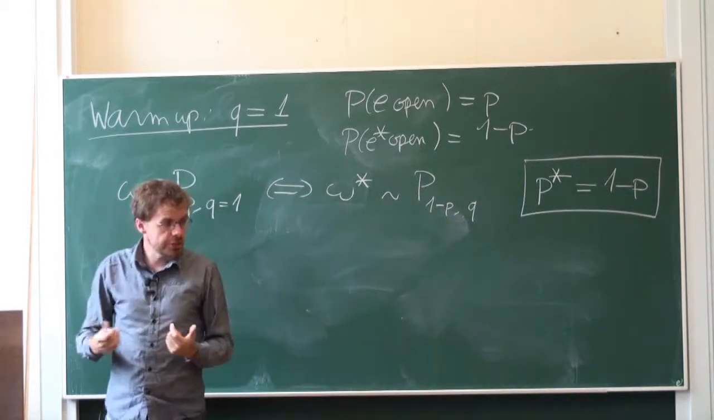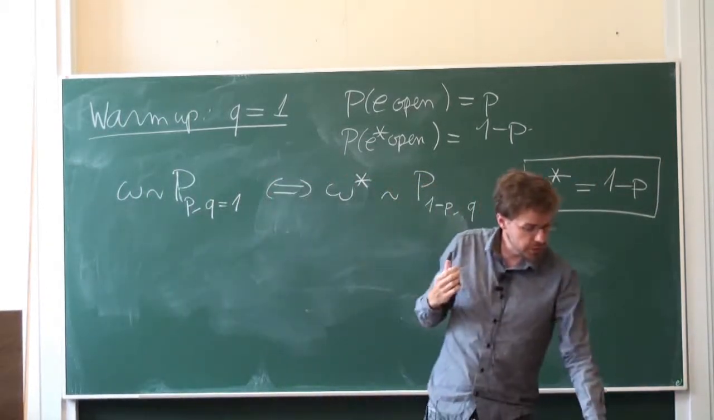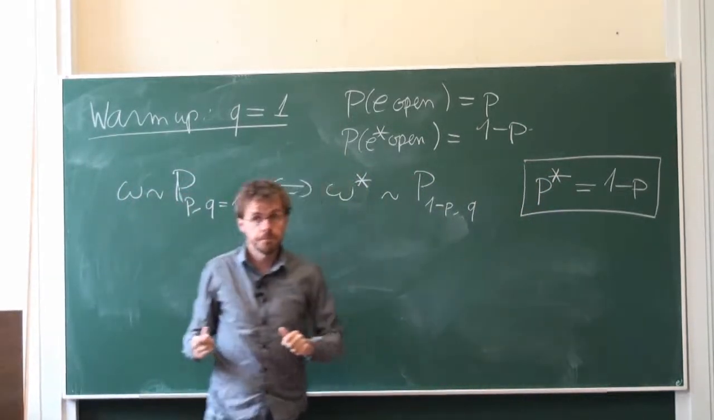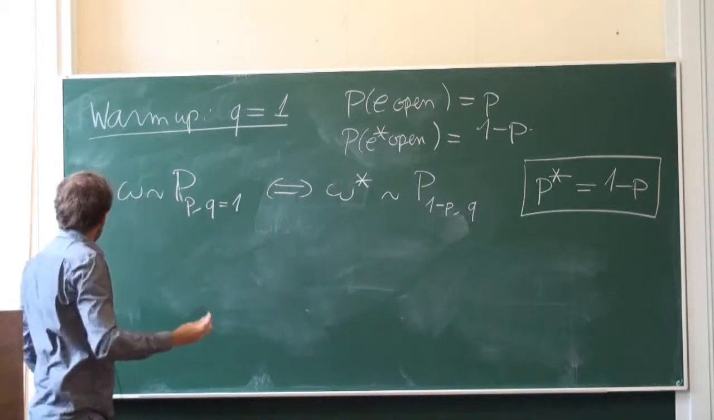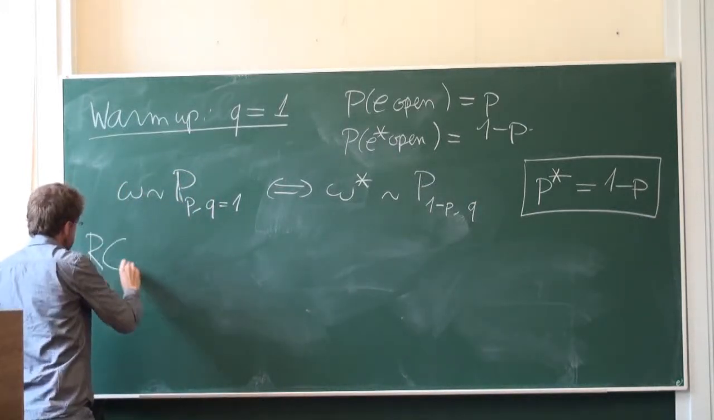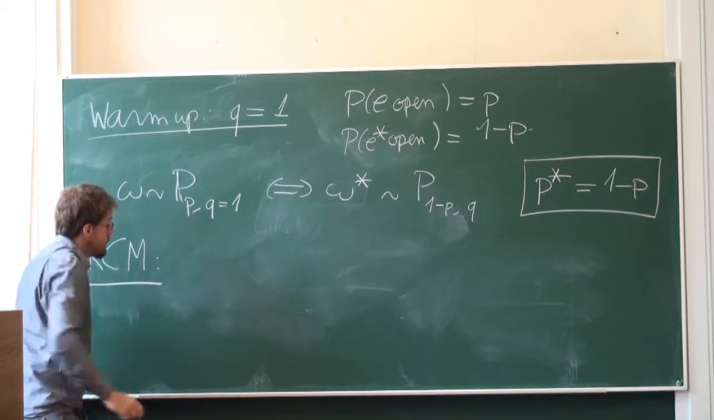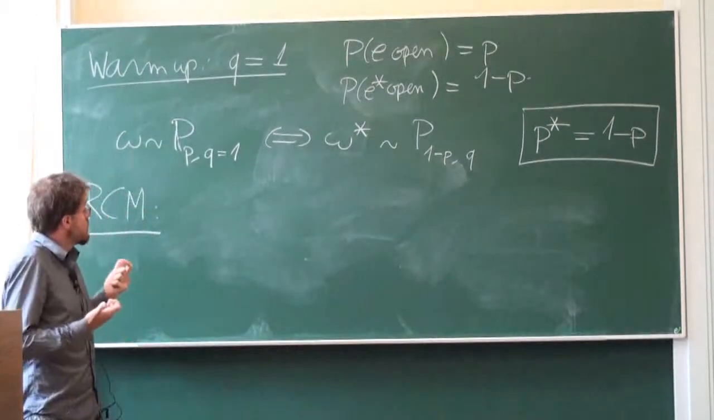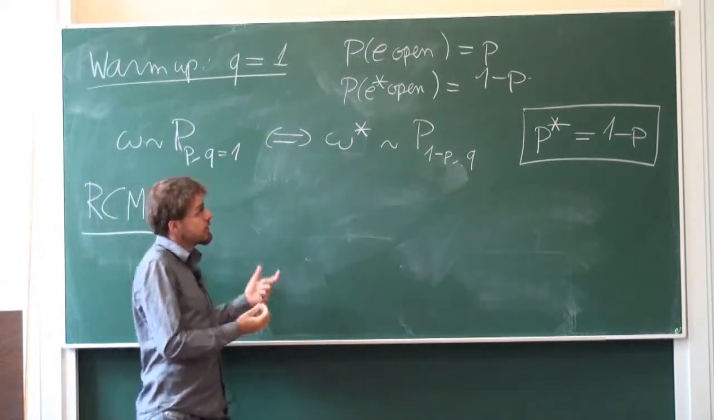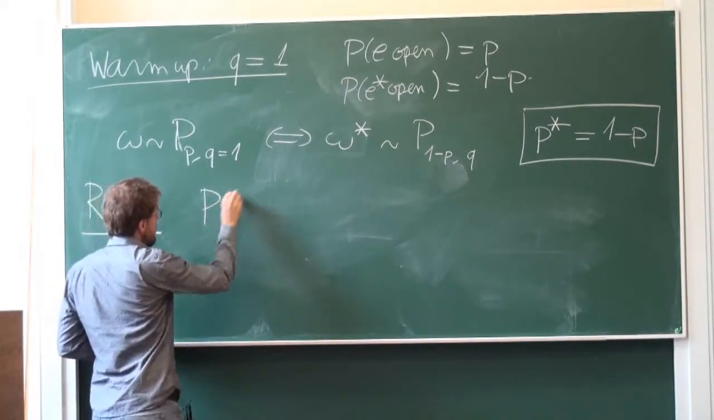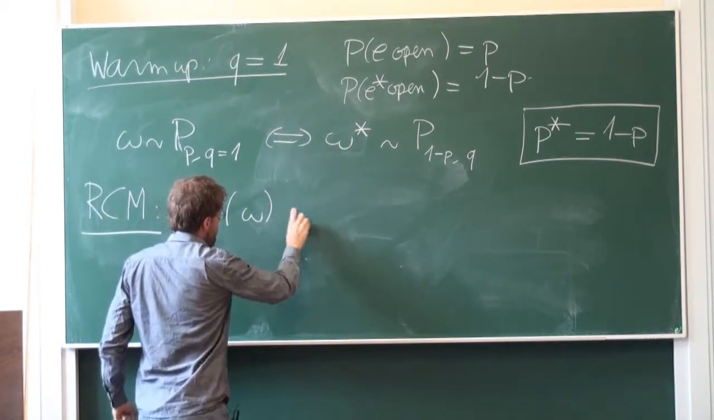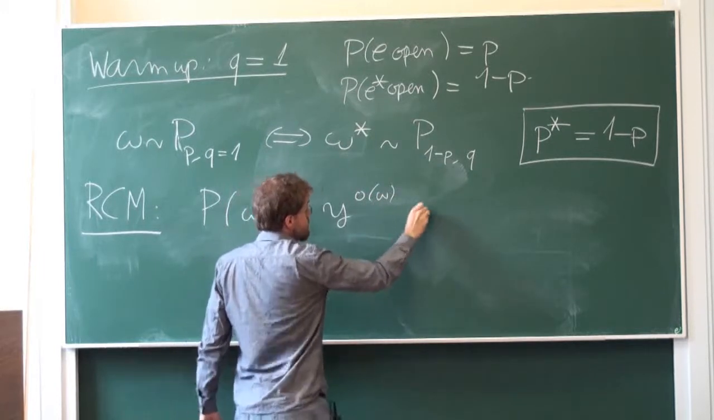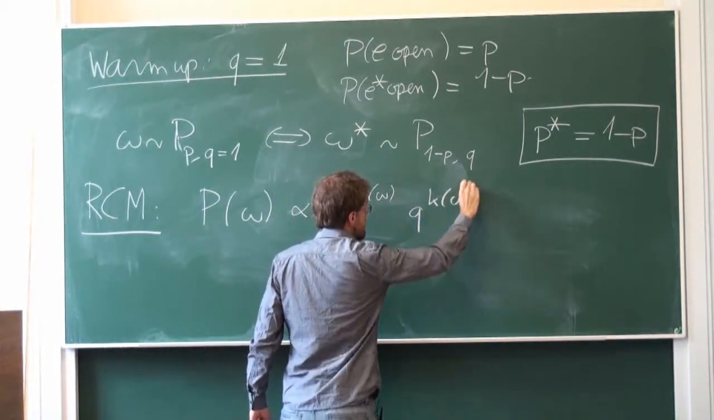So in the case of percolation, the picture is very simple. If you look at the dual model, it's the same model with a different parameter p star. Now in the case of the random cluster model, it's a little bit more complicated. But what you know is that the weight of a configuration is proportional to y to the number of open bonds of omega times q to the number of connected components of omega.